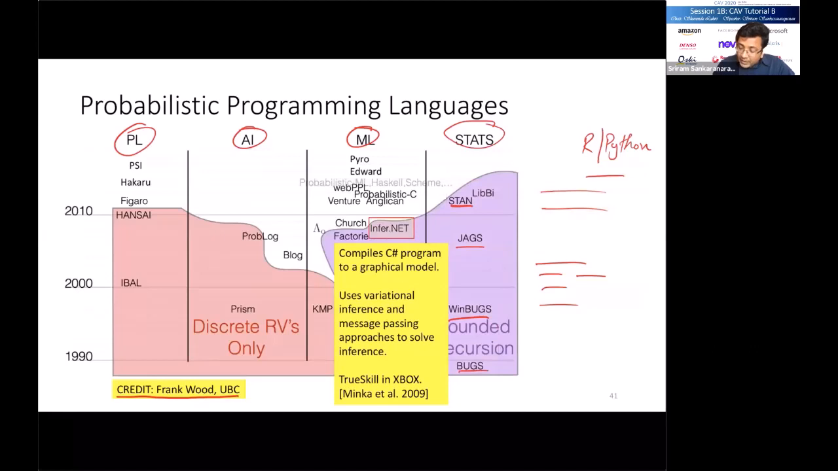Another example, a very famous and widely used one, is called Infer.NET from Microsoft Research. This uses a different approach. It tries to compile a C# program into a graphical model, and uses a combination of something called variational inference, which I'll mention in a few slides, and message passing to solve the inference problem. One of the big successes was TrueSkill, which is used in Xbox, and was designed using probabilistic programming technology.